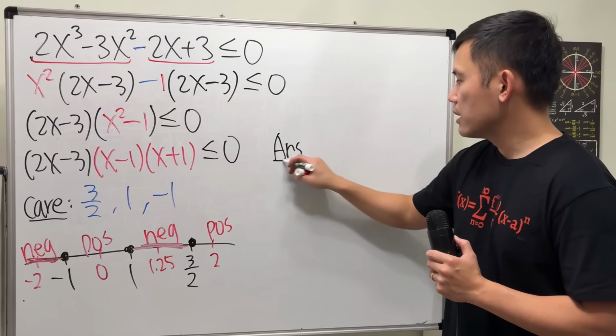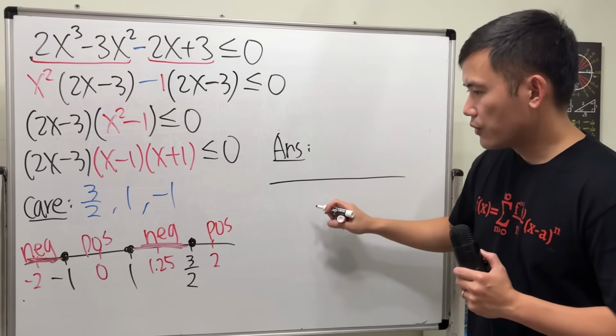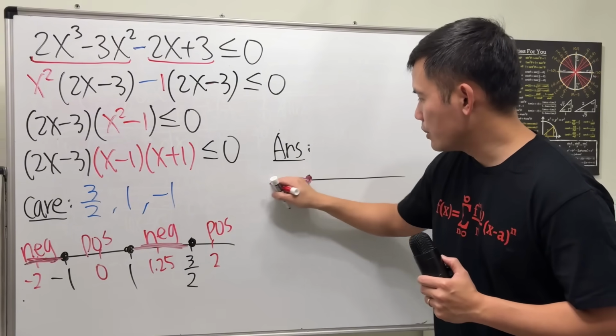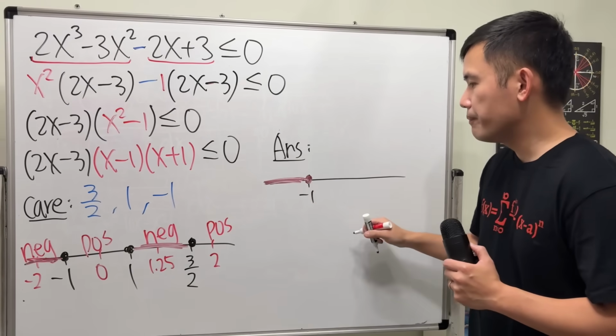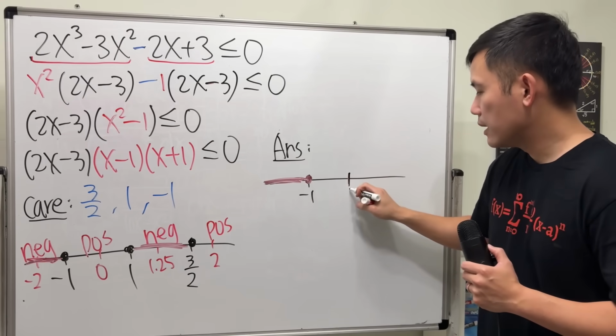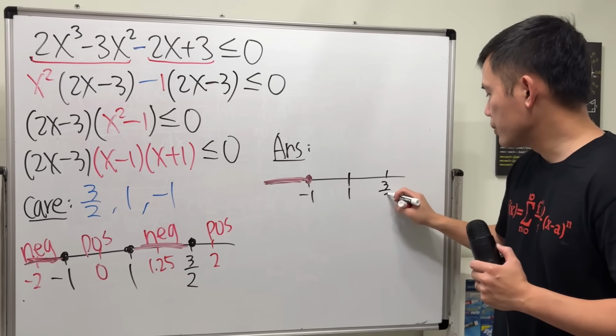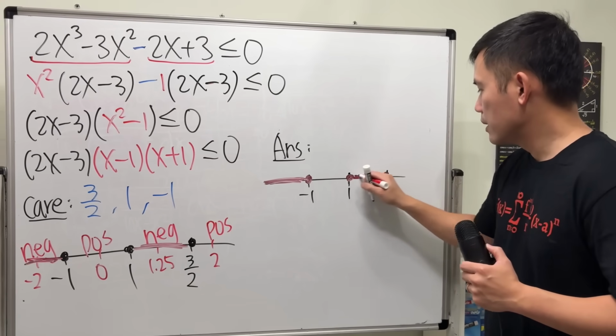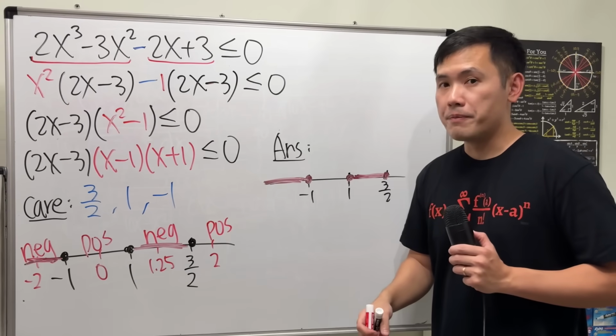So I can say the answer is from -1 like this and all the way to negative infinity, and then 1 and 3/2 here and here. Yeah, this is the graphical way.